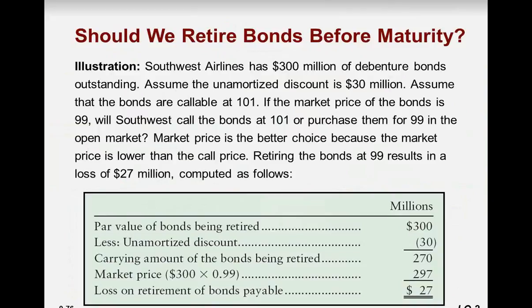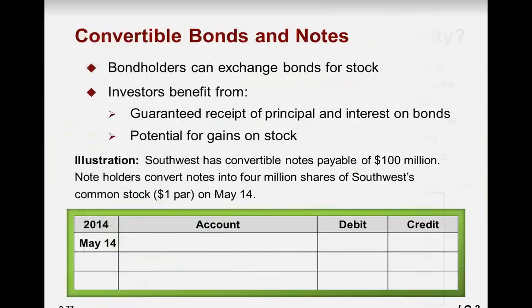So the bonds being retired are $300 million, less that discount on those bonds, to give us $270 million carrying value. The market price is 99 cents times $300 million. And the loss on the retirement of the bonds payable would be $27 million.